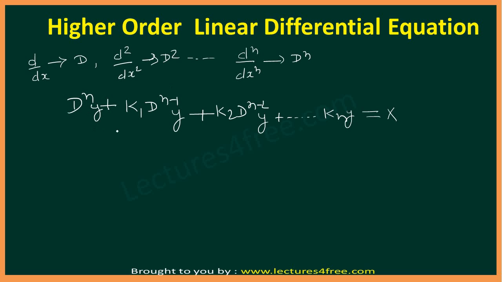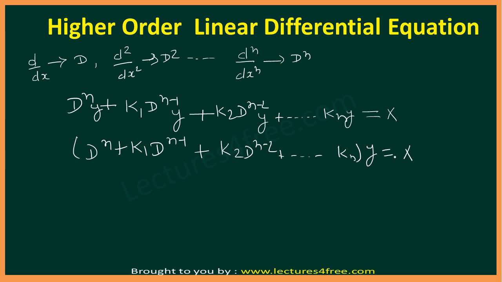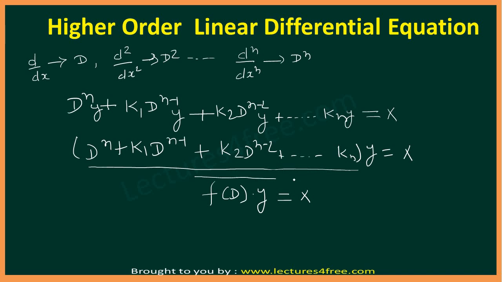You can take y common here, so it is D to the power n plus k1 D to the power n minus 1, k2 D to the power n minus 2, plus so on up to kn, all multiplied by y, equal to capital X. So this is some function of D. You can write it like this: f(D) y equals X. So your higher order linear differential equation is f(D) y equals X.